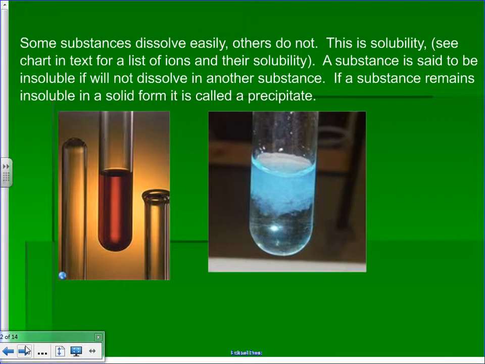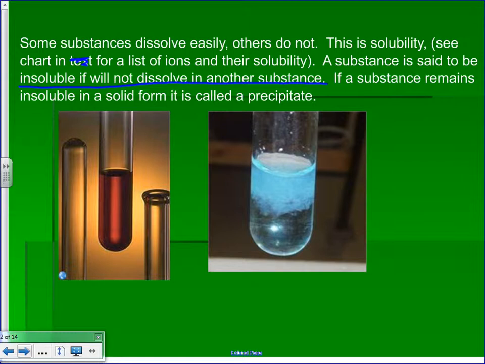So, some substances dissolve easily and others do not. And the degree to which they dissolve is solubility. So, it says here chart in your text, but actually your chart is on the back of your periodic table. You have a solubility chart on the back of your periodic table, which we'll look at in a minute. A substance is said to be insoluble if it will not dissolve. So, insoluble means it will not dissolve in another substance.